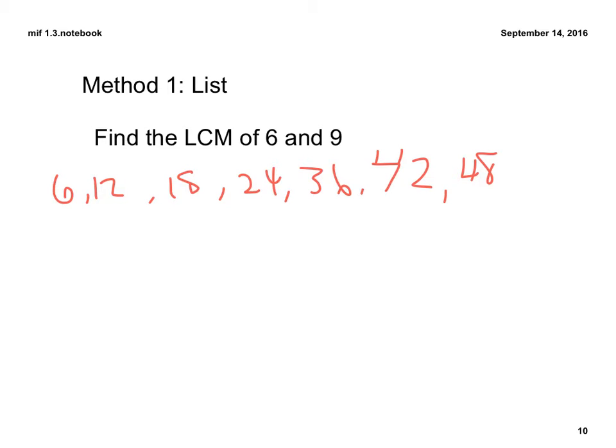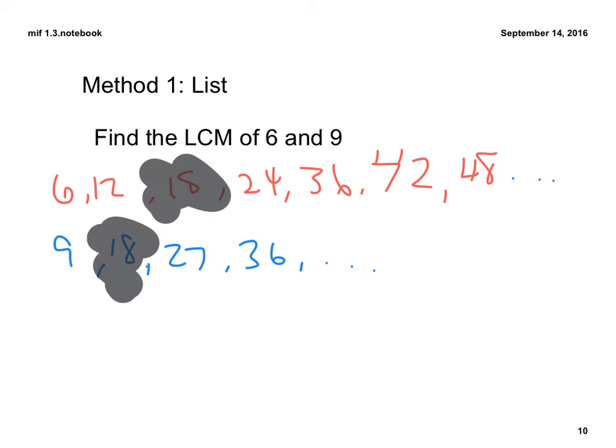And then we write down the multiples of 9. 9, 18, 27, 36, and so on and so on. There are infinitely many multiples. What I'm looking for is the least multiple that they have in common. So we look at the list. We're looking for multiples that they have the same. There's a multiple of 18 that's on both lists, and 36 that's on both lists. And if I were to keep listing, I would continue to find more and more multiples in here.